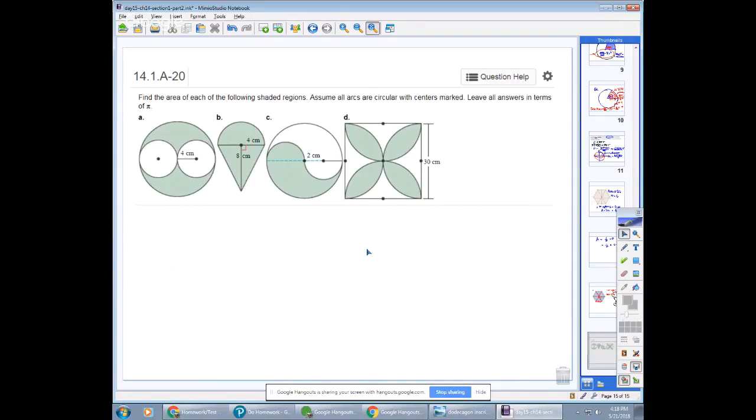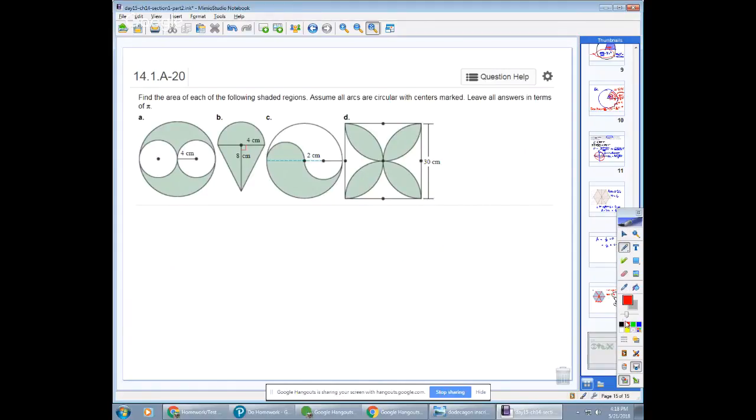The question is, what's the area of the shaded region? And leave pi as pi, which means we're not going to mess with our calculators for pi. D. Oh, look at D. D is a beauty. Okay, let's play with D. So where do we start?